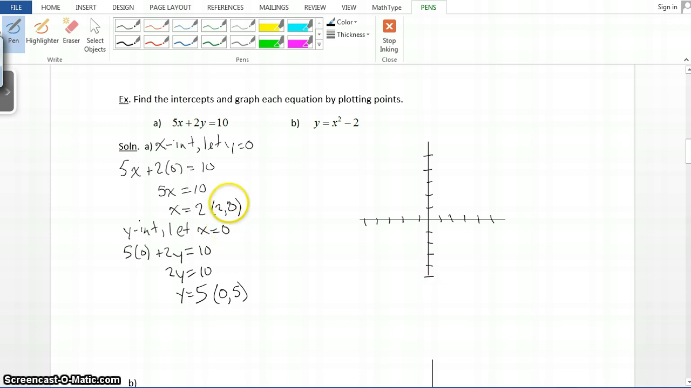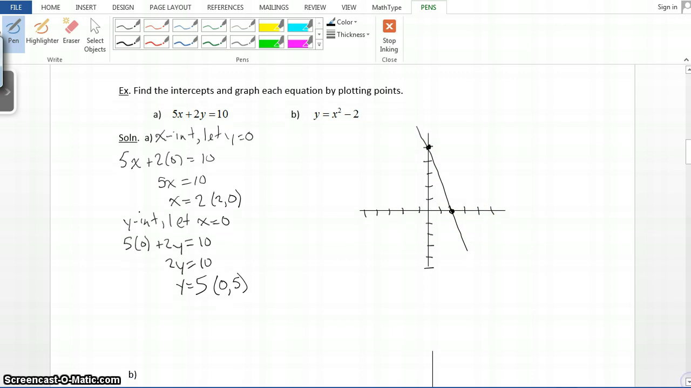Alright, let's just plot these two. Since it's a line, that's all we need to graph this. Your x-intercept is 2, 0. My y-intercept is 0, 5. Again, it doesn't have to be perfect, but draw that as best you can. Here, I didn't have to plot any other points. I just plotted those two. The two intercepts were enough to graph this. So that was for a line.